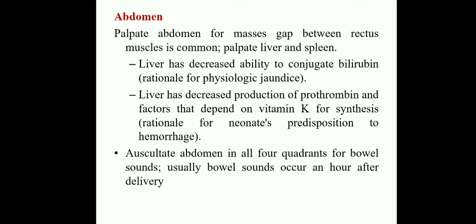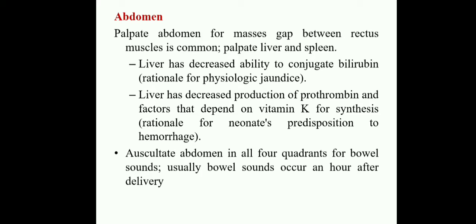The liver has decreased ability to conjugate bilirubin. Okay, so that is the rationale for physiological jaundice. If the child is having physiological jaundice, the liver is having decreased ability to conjugate the bilirubin. Okay, that time what has happened here.